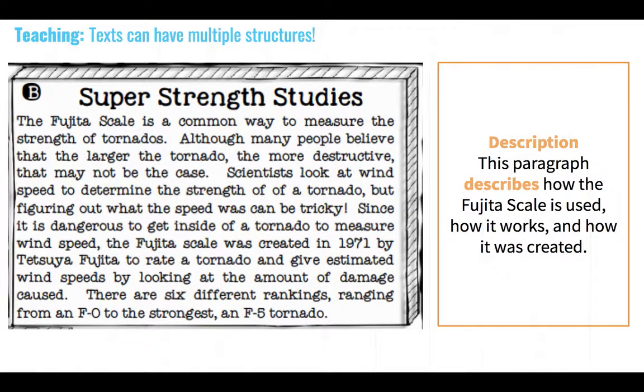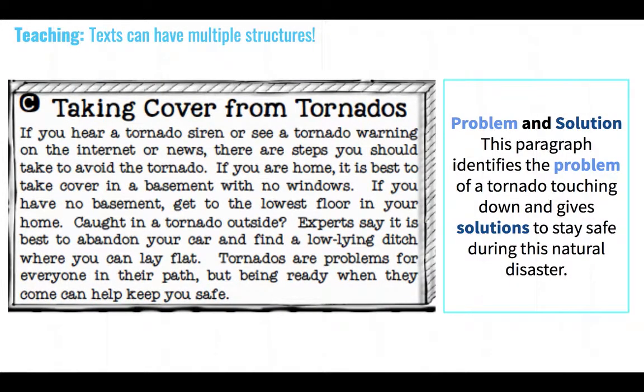Paragraph B is a description paragraph. I know this because the paragraph describes how the Fujita scale is used, how it works, and how it is created. It's describing something. It's a description text structure. Paragraph C, taking cover from tornadoes, is a problem and solution text structure. This paragraph identifies the problem of a tornado touching down and gives solutions to stay safe during this natural disaster.